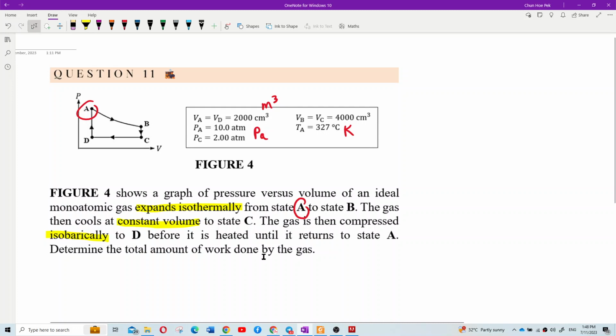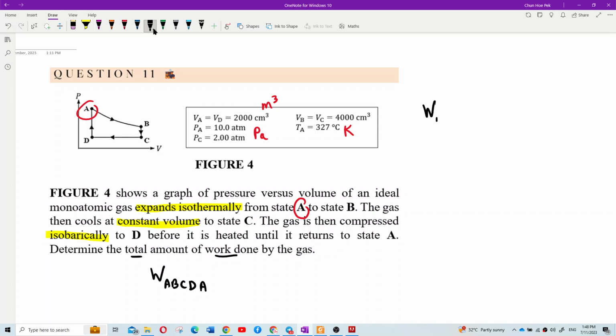Find the work done, total work done. That means work done by going A to B, to C, to D, back to A. Do one by one lah. Okay. Let's do it one by one. Work done AB. A to B is isothermal process.